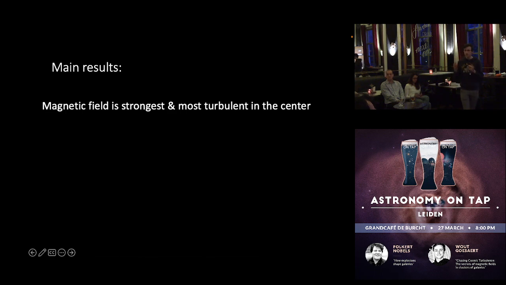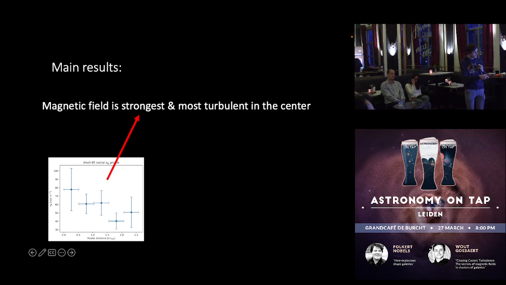And so what was the main result is actually this. Magnetic field was strongest in the center of a cluster and was most turbulent in the center of a cluster. This is actually what we expected, which is really good, but we never measured this for a single cluster on its own. And here you see the radial profile.